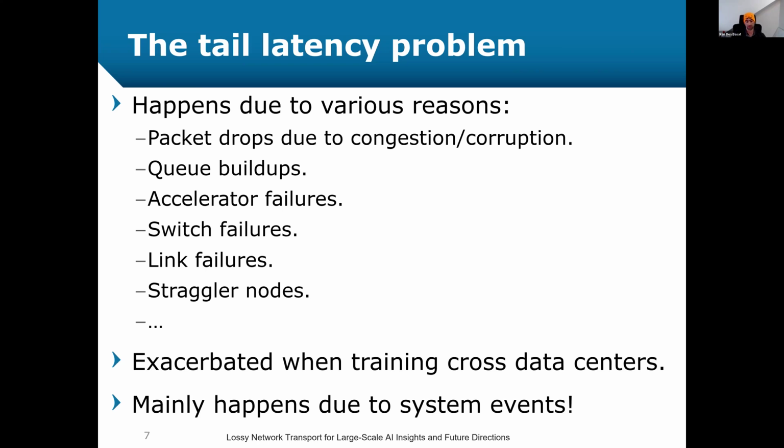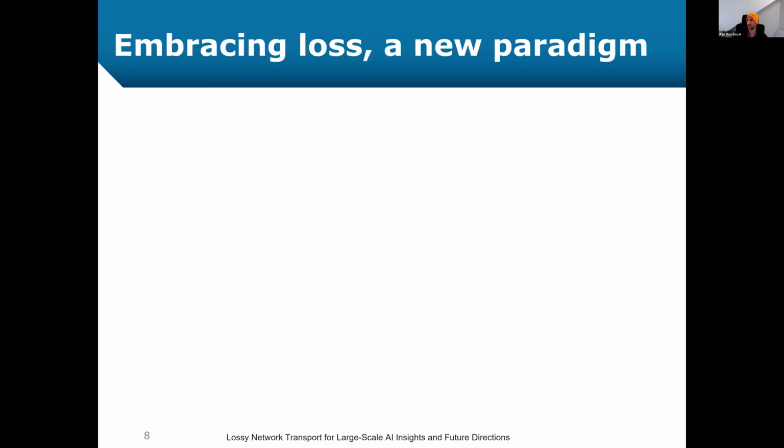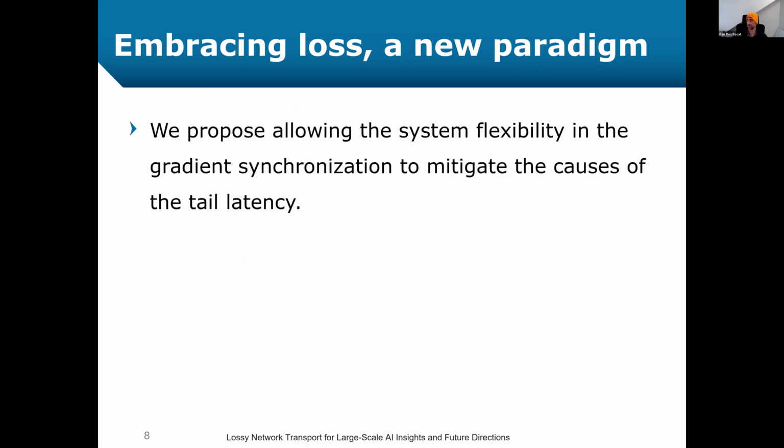Right, so what do I propose that we do instead? I claim that we should embrace loss. So instead of forcing everything to be delivered, we can get some flexibility. If we're talking about training, then in the gradient synchronization phase, that will help us cut this tail latency that we saw in the CDF earlier. Now, what I'm going to propose is going to add some loss, so it doesn't come for free.